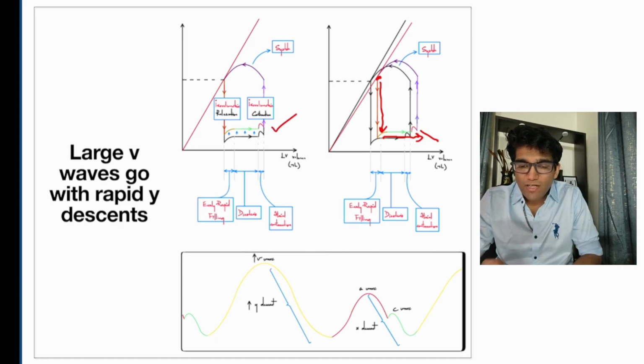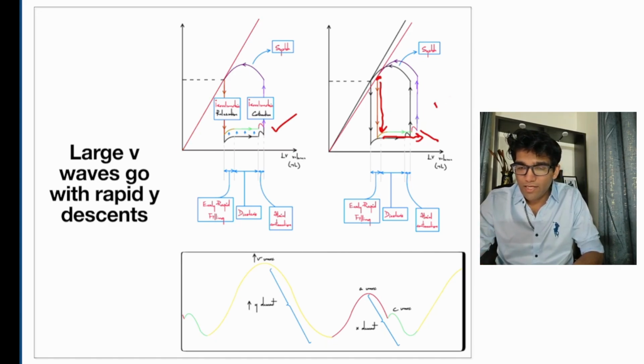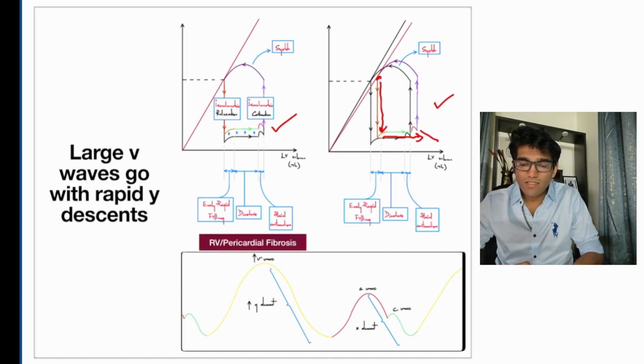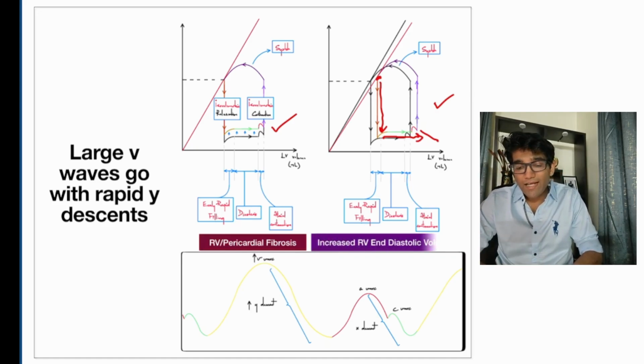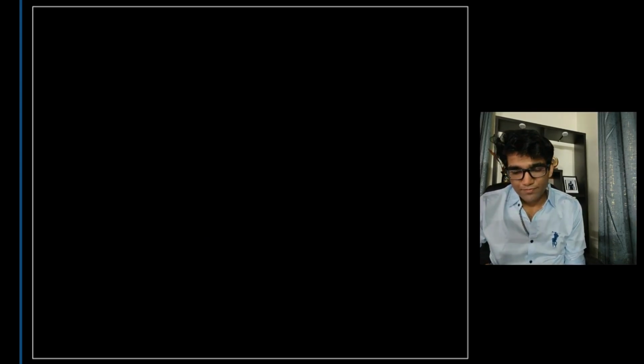Obviously, in this situation, ventricular contraction is normal, so this curve doesn't shift down. Whereas in the dilated cardiomyopathy situation, there is a shift of the elastance curve, which represents contractility of the right ventricle, downwards and towards the right. So as we've just discussed, you get a large V wave with rapid Y descent in RV and or pericardial fibrosis, also endomyocardial fibrosis, which can also, by the way, happen with carcinoid syndrome. And you get it when you have increased RV end diastolic volume, which happens with dilated cardiomyopathy.